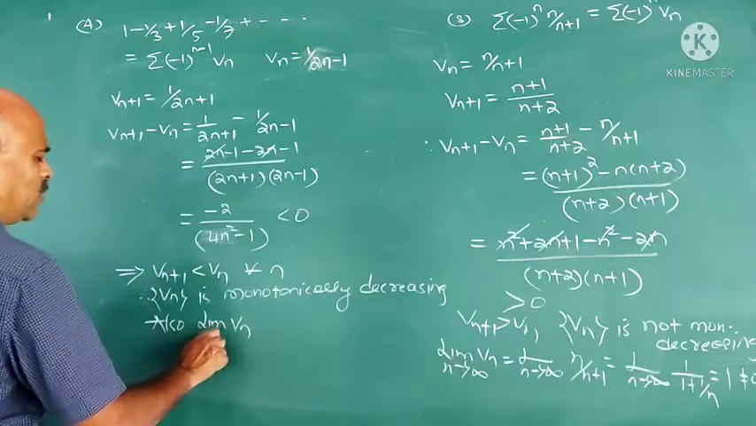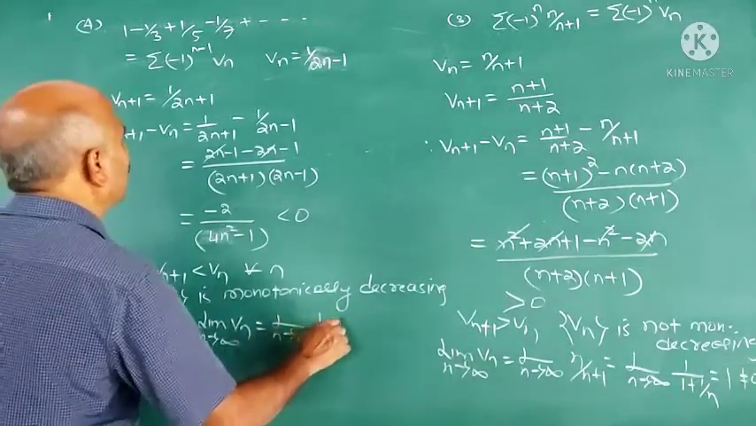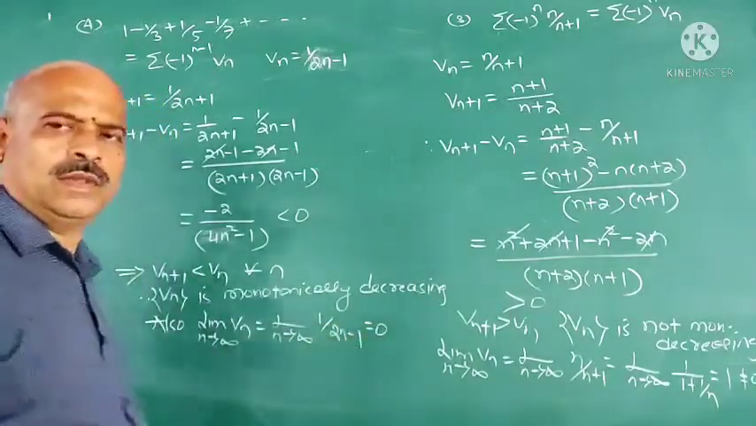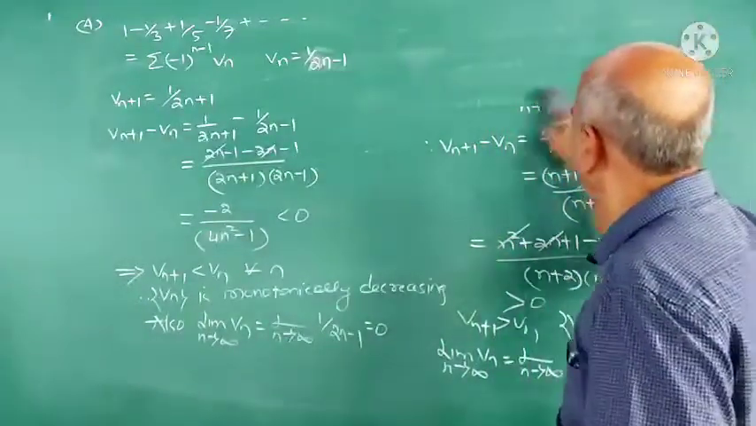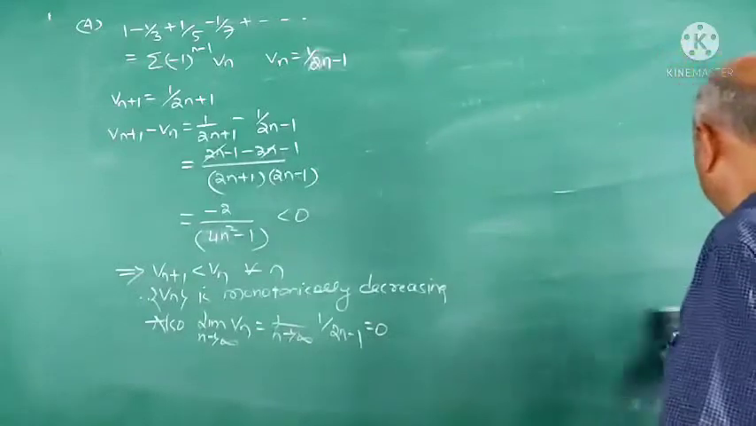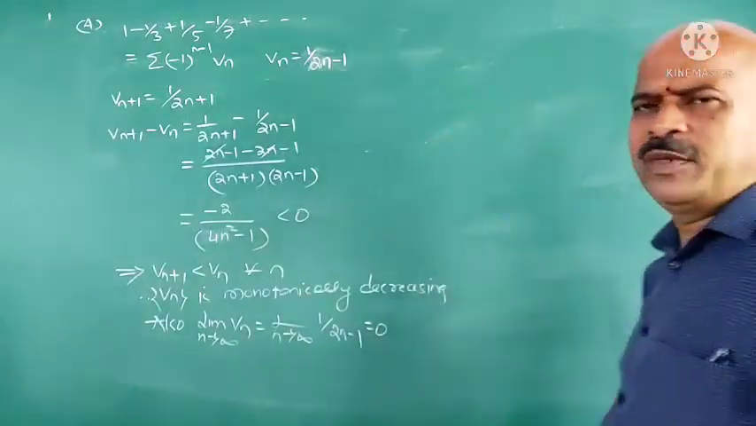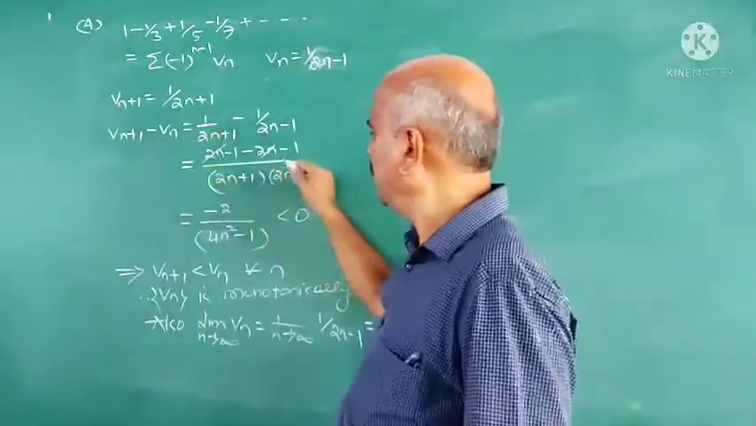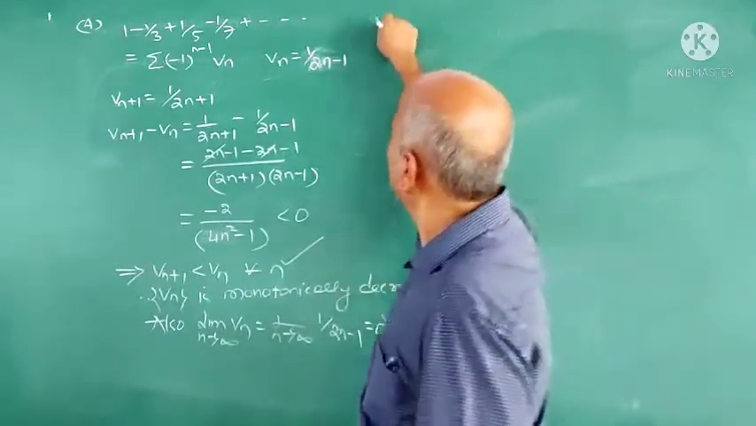And also, limit Vn as n tends to infinity is limit n tends to infinity of 1 upon 2n minus 1, which is 0. So, Vn is monotone decreasing, first one. Secondly, limit Vn as n tends to infinity is 0. So, limit Vn is 0 means Vn converges to 0. So, both the conditions of the Leibniz test are satisfied.